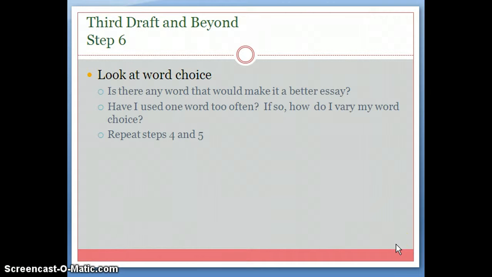The next thing I do at this point is I look at word choice. Is there any word that would make my essay a better essay? Have I used one word too often? If so, how do I vary my word choice? And I spend a lot of time on word choice. And you don't necessarily have to spend the time that I spend on it, but word choice is really important to me when I'm writing something that I want other people to look at and appreciate.